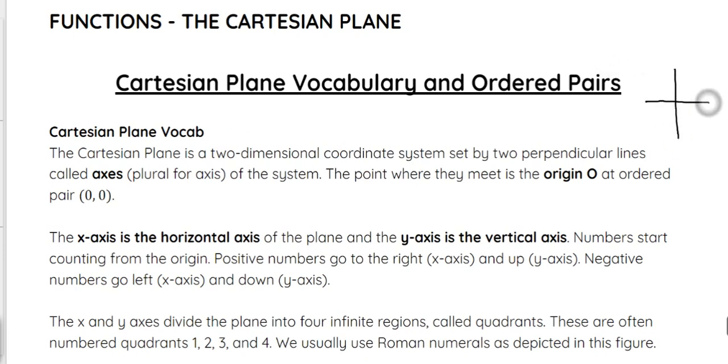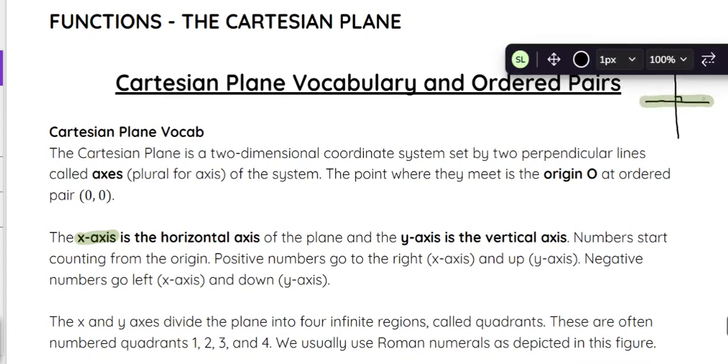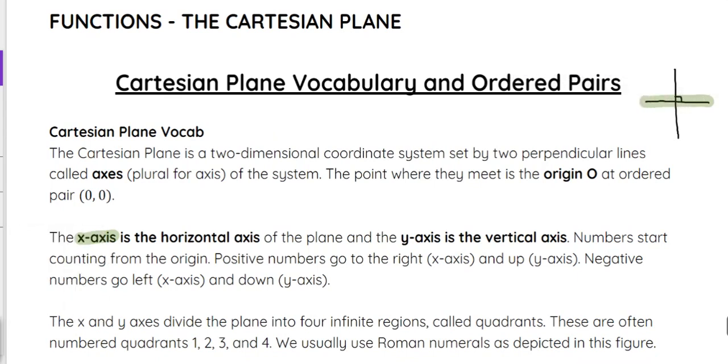So remember, perpendicular means they intersect at a 90-degree angle, so like this. And these are called your axes. So we have one horizontal axis, and that is called the x-axis. So that's going to be this one. And then we have one vertical axis, and that is going to be your y-axis, the one that goes up and down.